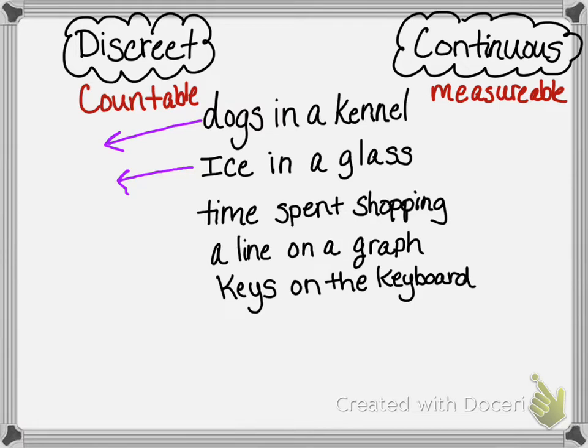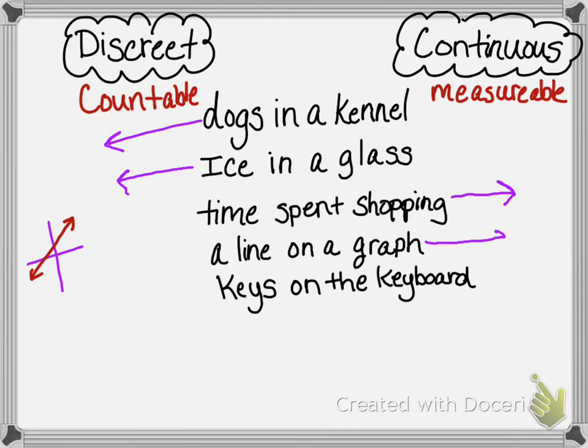Time spent shopping. Time is continuous. You measure the time. You're there for 2 or 3 hours. All right, a line on a graph. Now, if you're wondering what that looks like, it would look like this. I'd have a graph, and I would have a line on it. Would that be continuous or discrete? Raise your hand, tell me.